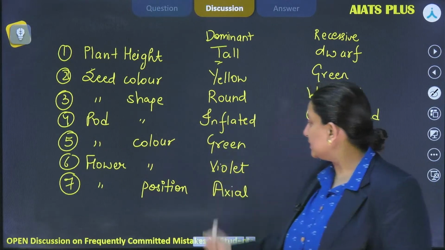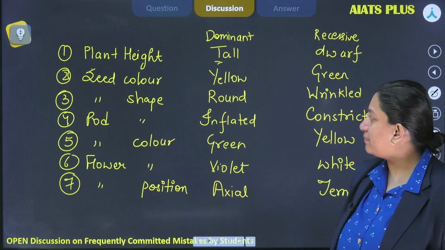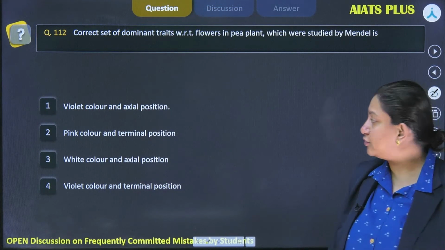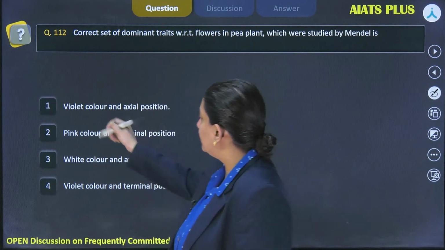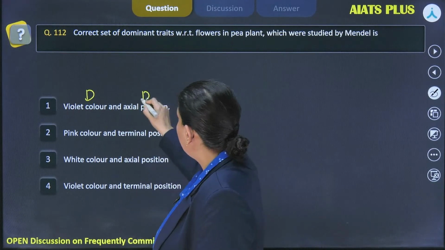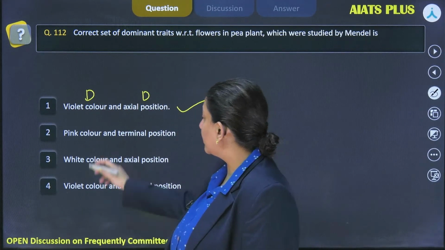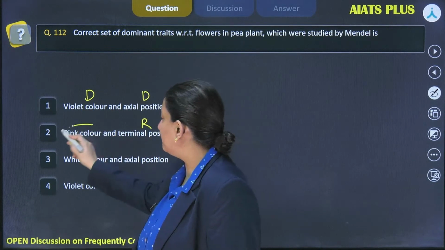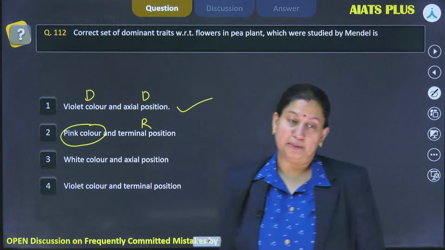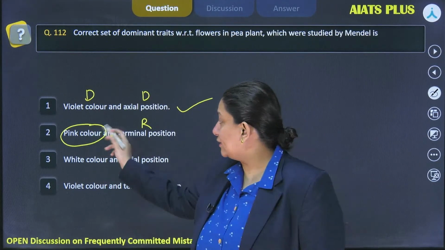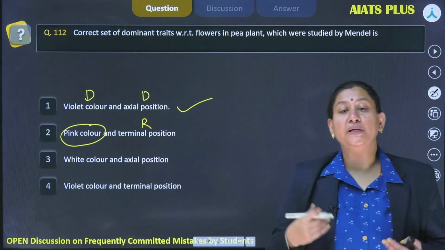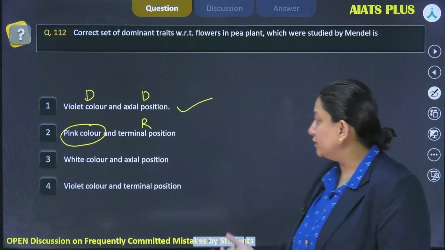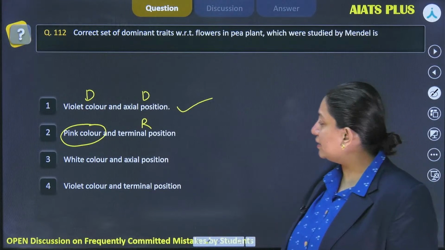So these are the characters that he has taken. So getting back to this, we have to choose the correct set of dominant traits. So over here, if we see violet color in axial position, both are dominant. So this is correct. Then talking about pink color in terminal position, pink color firstly is not a character observed in the pea plant. Usually if we see this sort of color, we see it in the case of snapdragon, right? Not here.